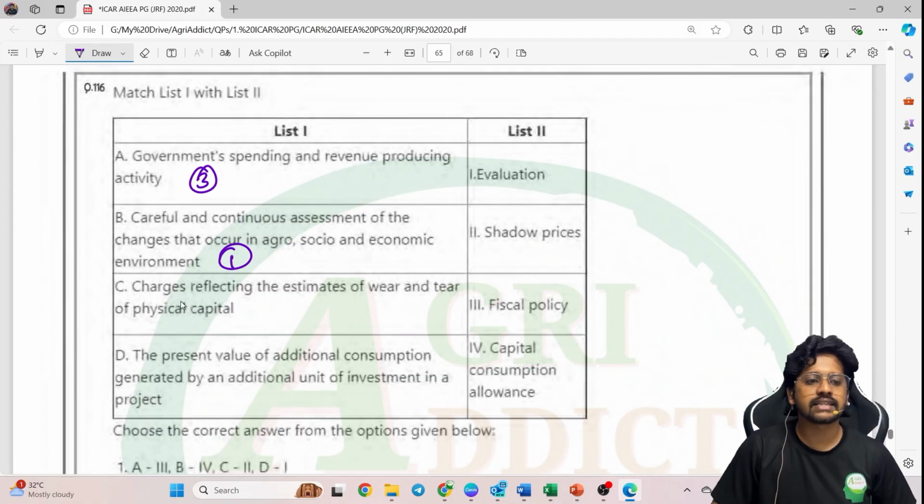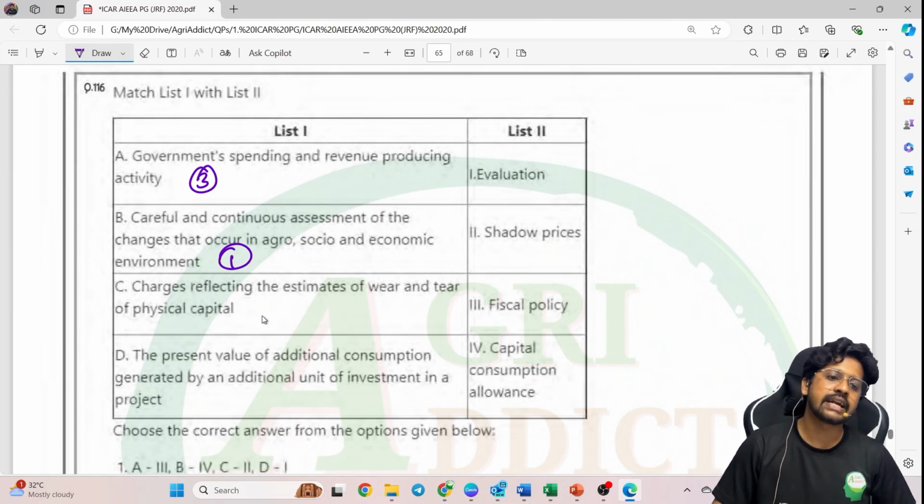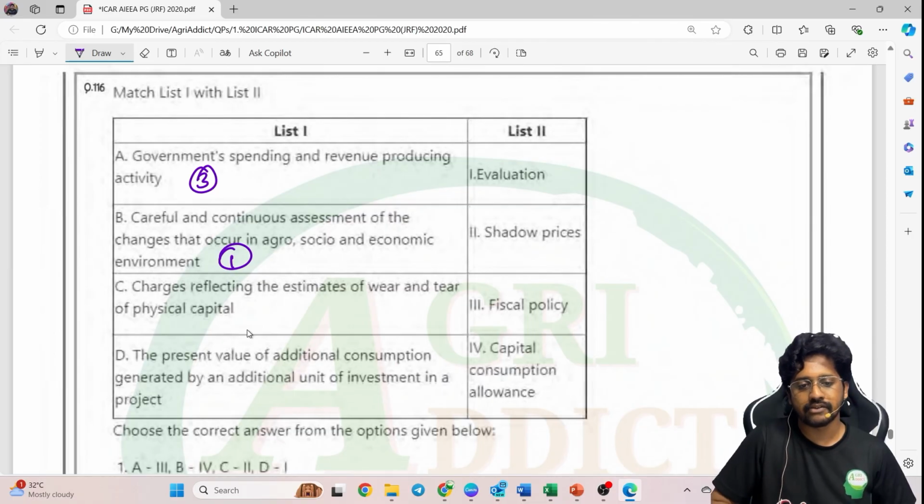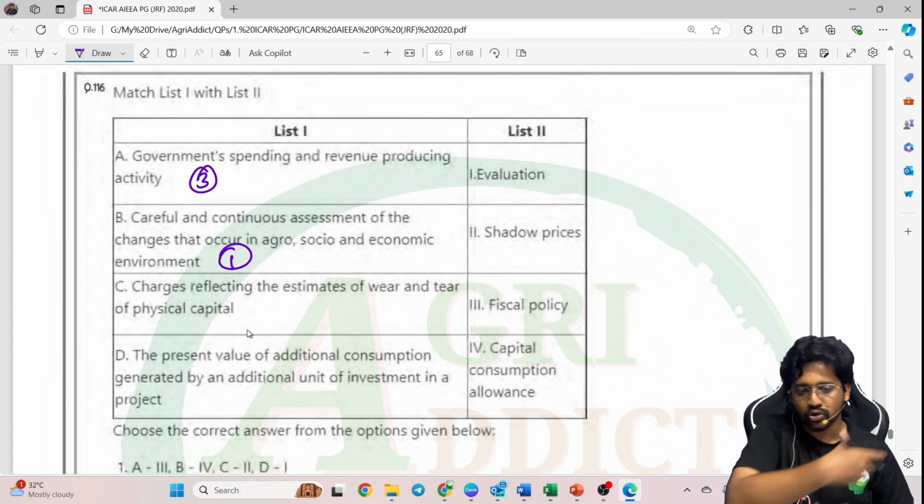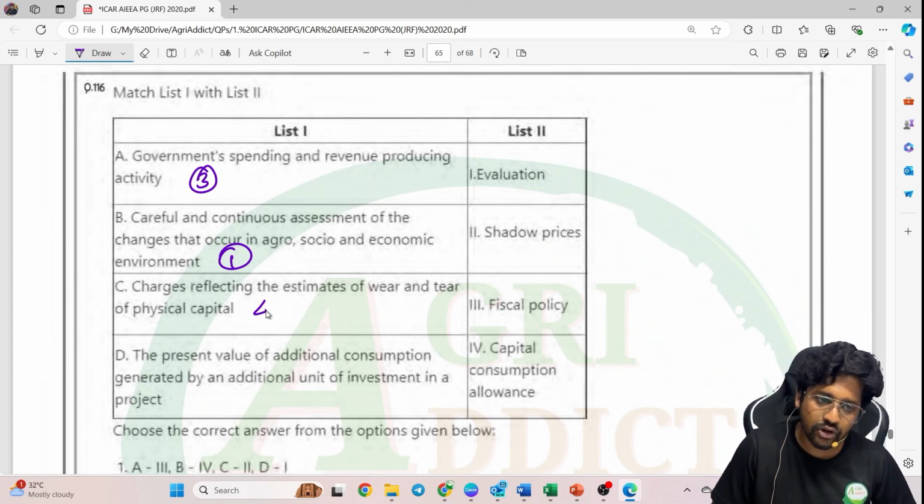And the C is nothing but charges reflecting the estimates of wear and tear of the physical capital. The charges which reflect the estimates of wear and tear of capital is nothing but the level of depreciation, right? And another terminology for depreciation is the capital consumption allowance. That is the allowance that we have to pay in order to consume the capital throughout the usage of this capital. So therefore, C can be connected with the fourth option, and the remaining one can be connected with the second one.